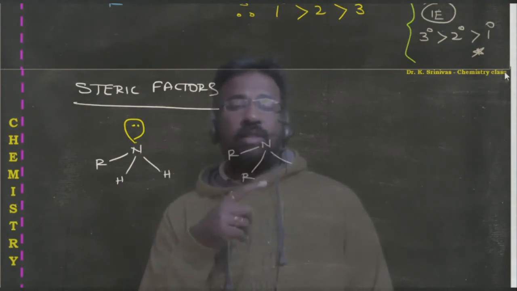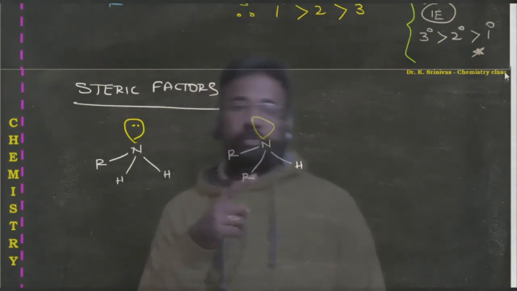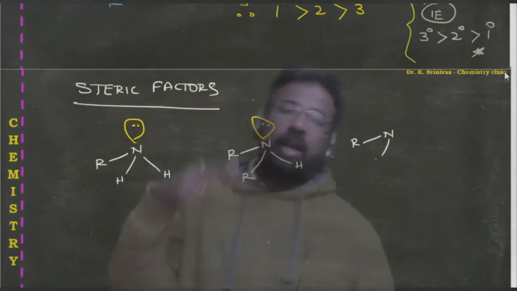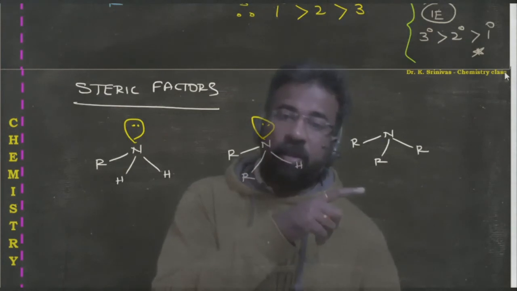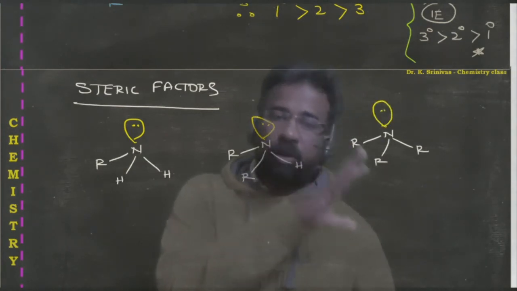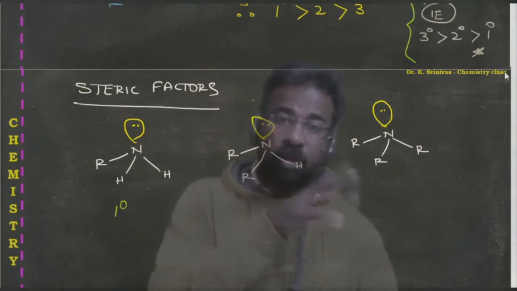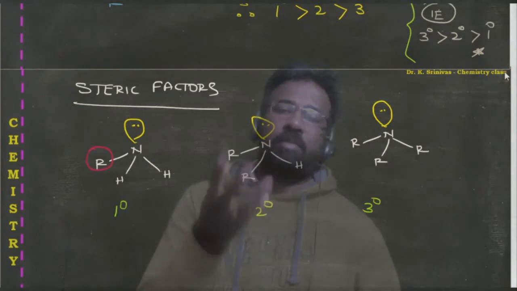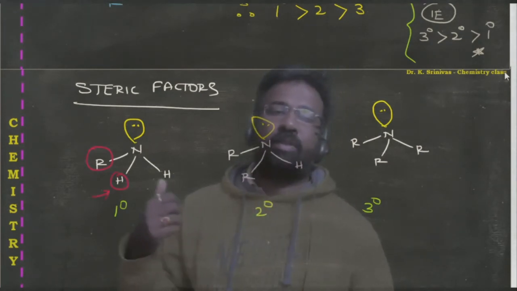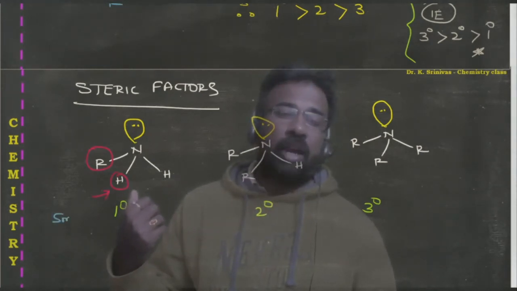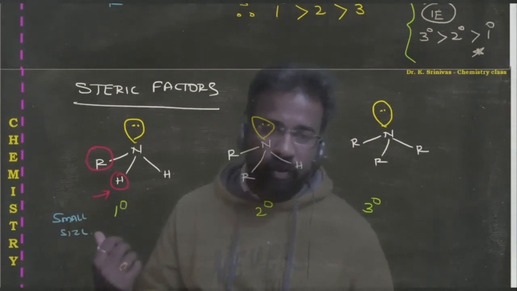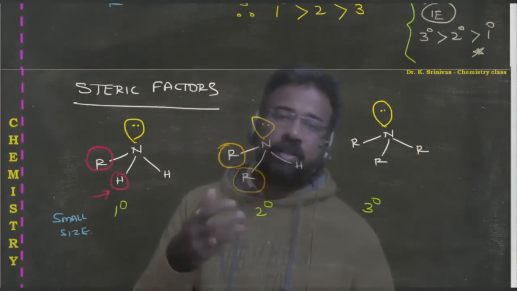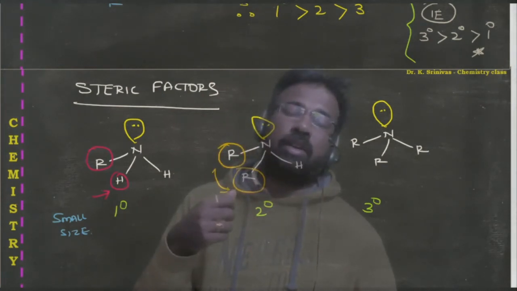Whereas in the case of the secondary, we have two R groups and one lone pair of electrons. And in the case of the tertiary, three R groups and, of course, one lone pair of electrons, no doubt about that. If you consider the lone pair, the geometry is tetrahedral; if you don't, the shape is what? Trigonal pyramidal. Here we have the hydrogen group, which is small in size, so there is no steric hindrance from it. Whereas in the case of the secondary, we have two R groups.